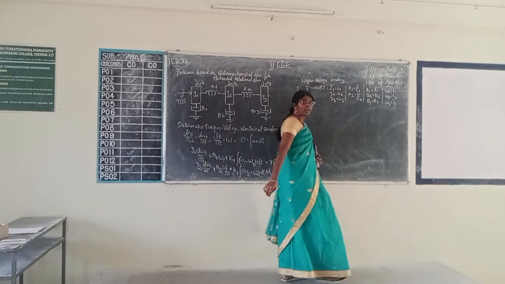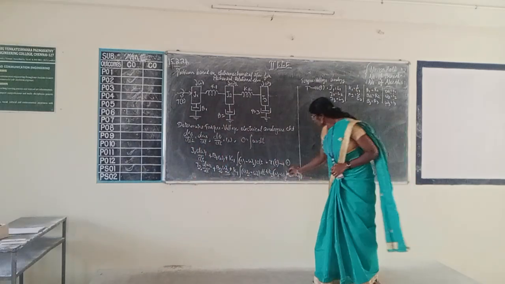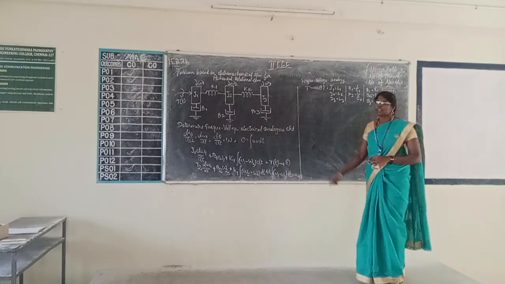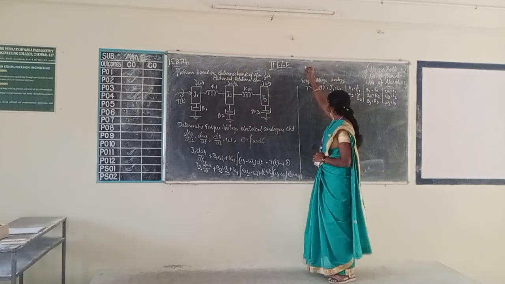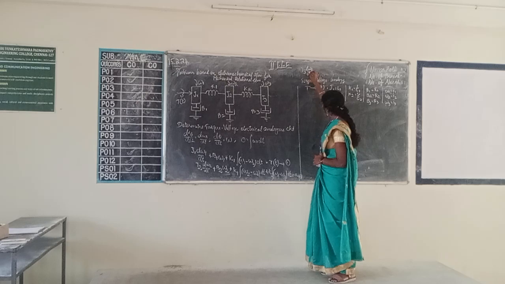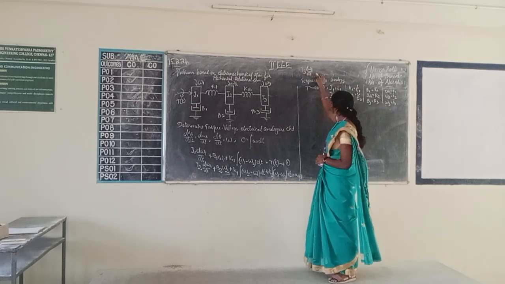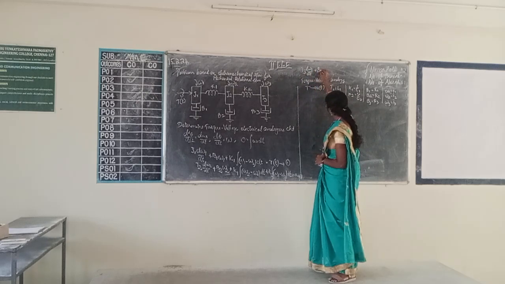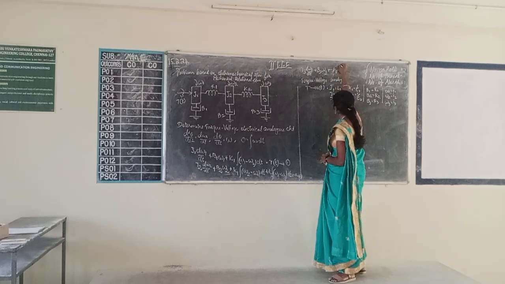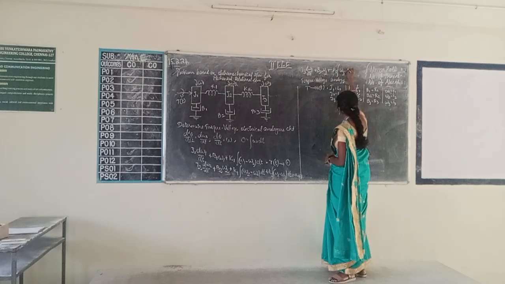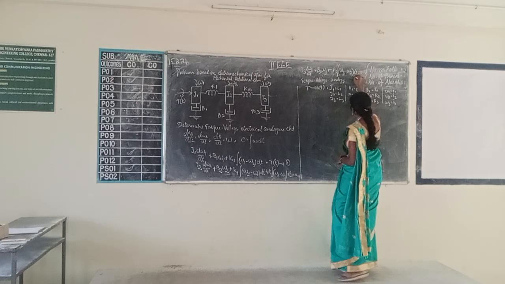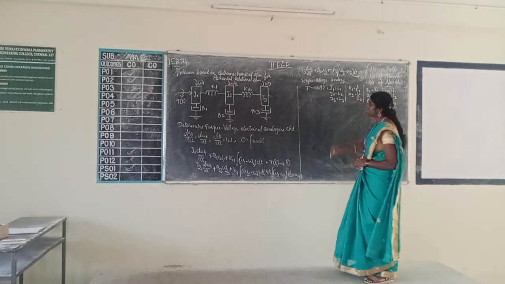Integral of omega 2 minus omega 3 dt. And next, the third equation is J3 d omega 3 by dt plus B3 omega 3 plus K2 integral of omega 3 minus omega 2 dt is equal to 0. This is equation number 3.